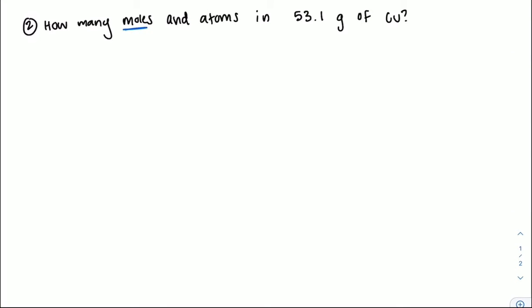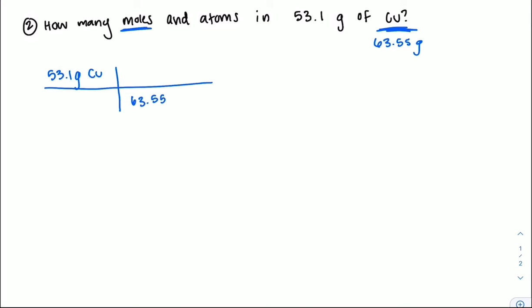So the first thing you have to do is moles. You have 53.1 grams of copper, and how many grams are usually in a mole of copper? 63.55 grams, and I found that from the periodic table. Now you're going to do 53.1 divided by 63.55. You get 0.836 moles of copper.